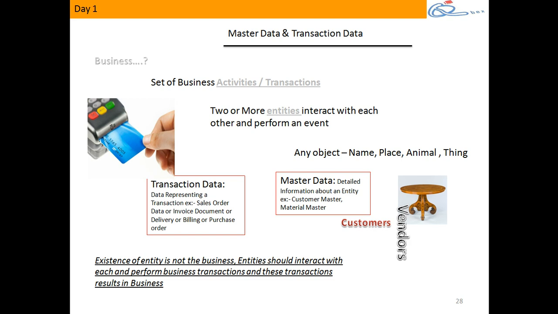Clear? Now what is an entity? It could be any name, place, animal, thing, any noun. Let's say a table is an entity. An elephant is an entity. A dog is an entity. Anything is an entity. Name, place, animal, thing is an entity. Any object which we can use to perform some work.